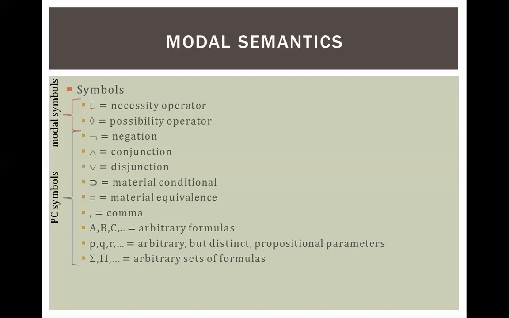And the box for us is going to mean necessarily, and the diamond for us is going to mean possibly. So it's necessarily true that, or it's possibly true that. So what does that mean? Well, let's say I have box P, and let's say P is puppies are fun. It must be the case that puppies are fun. That's what that means. And if I have a diamond P, possibly P, that means possibly it's the case that puppies are fun.